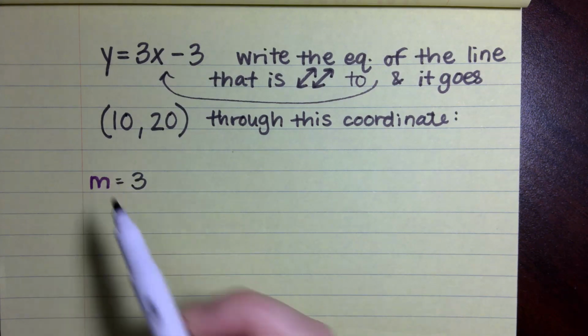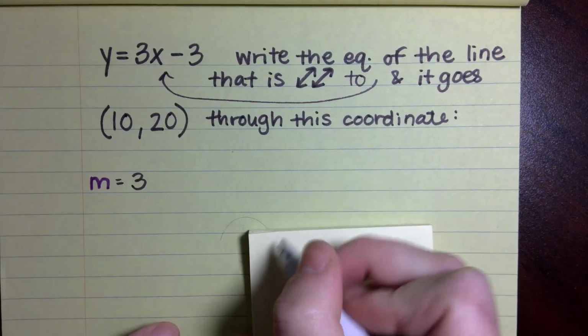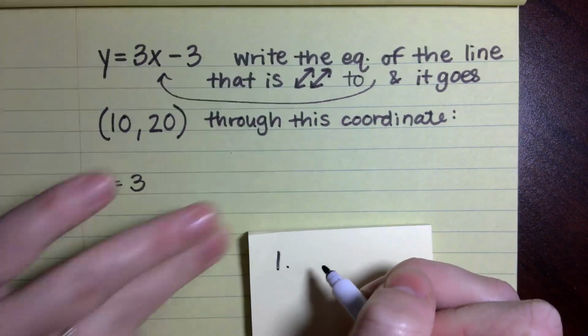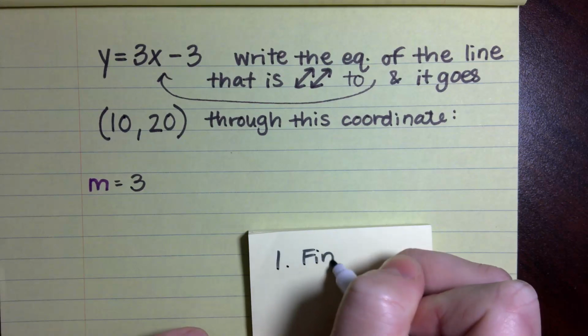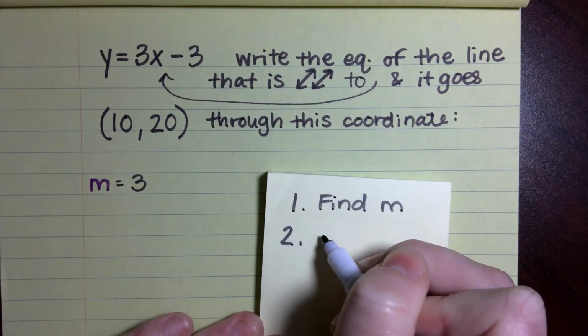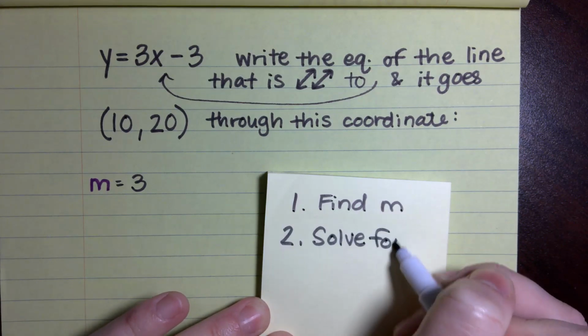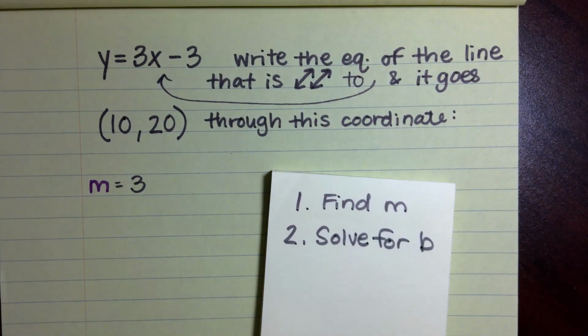So now we have our slope, and then remember the steps that we were learning about the other day. Step 1, find m, which we just did. Step 2, solve for b. So we're just going to solve for b again. That's it. And then that will make it parallel.